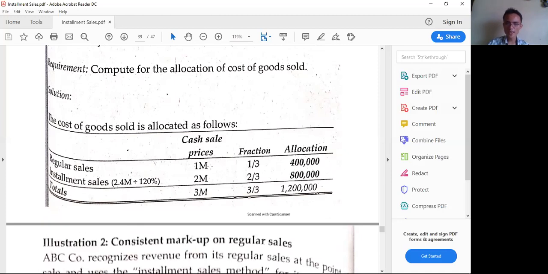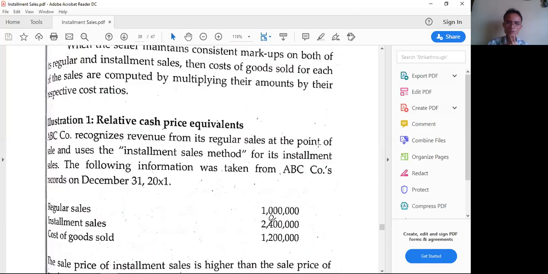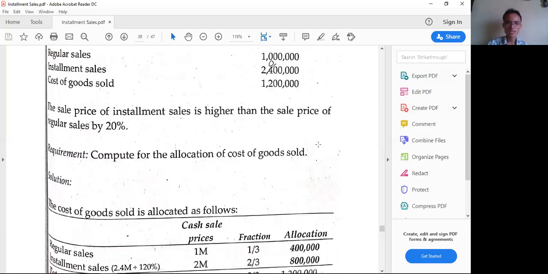So we add the two, meaning we are going to develop fractions out of the sum or total of the cash sale prices or selling prices, which are already adjusted at their cash price equivalents. And we are going to multiply these fractions to the total cost of goods sold. So if we multiply 1/3 to 1,200,000, that's 400,000, and 2/3 would be equal to 800,000. And we also get the total of 1,200,000, so it's going to be easier to check or spot. Okay, so that's how we obtain the relative cash price equivalents.